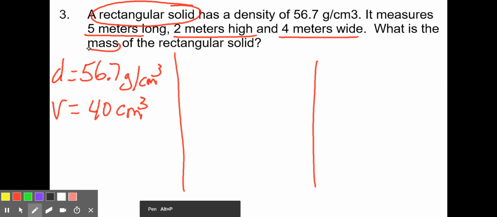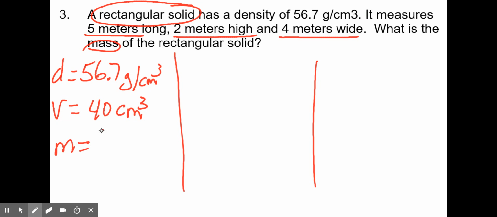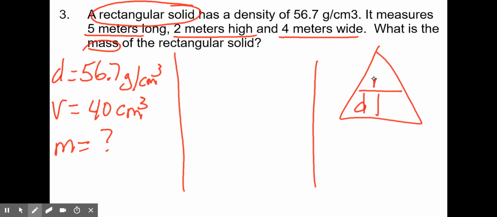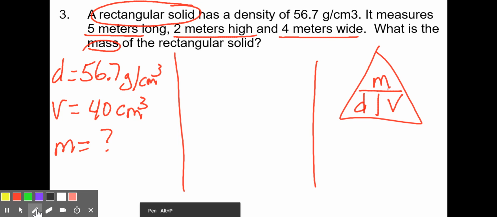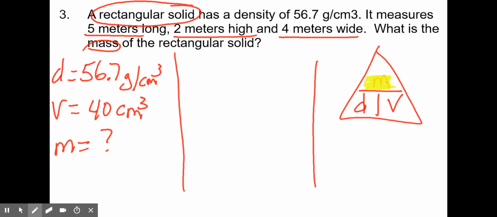And now it asks, what is the mass? Mass equals, I don't know. Use our triangle. Density equals mass divided by volume. We don't know mass, so we're going to cover it up with our finger. And what do we got? M equals D times V. We've got three things in our problem. We cover up the one that we don't know, get our formula, and substitute in the numbers.